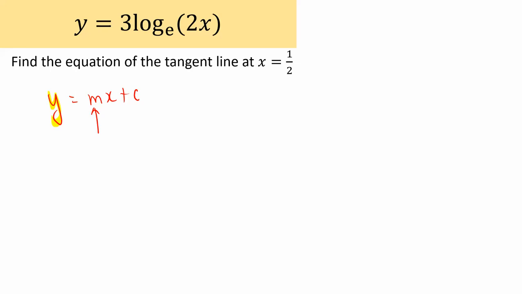Look at the functions. Look at the rules. That's why we've been practicing the rules. Yes, it is a chain rule. You've got to do the log law.